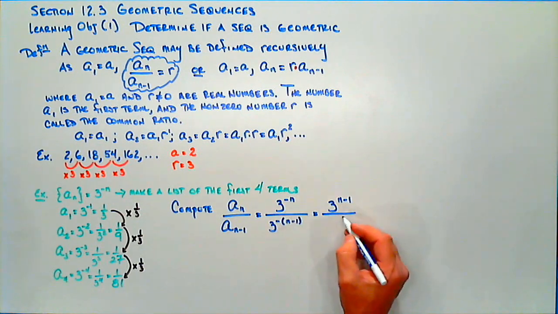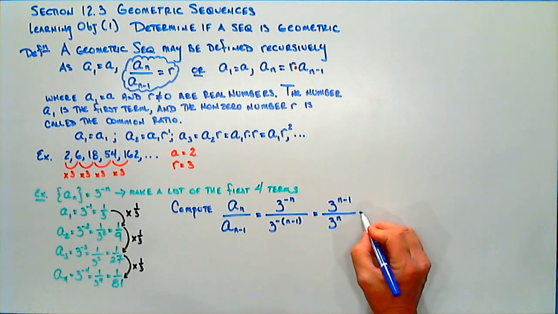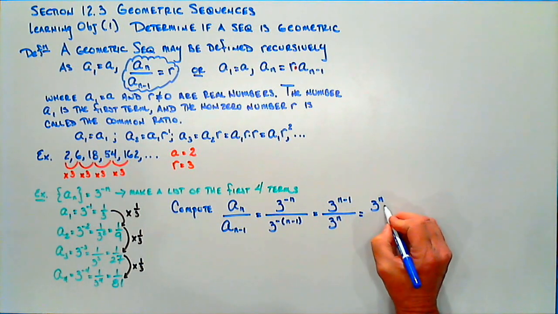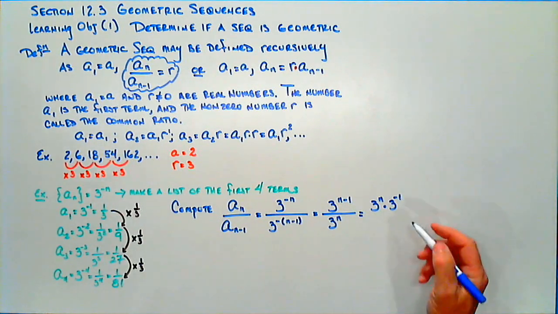This moves down, that becomes 3 to the n. All right, now we're going to find out how well we did in Algebra 2. That's what we're going to find out right now. Because what is this? Well, this is 3 to the n times 3 to the minus 1. That's one of our rules, right?